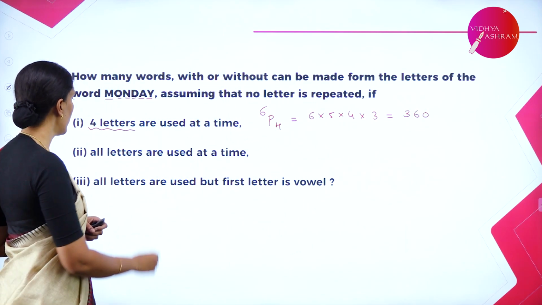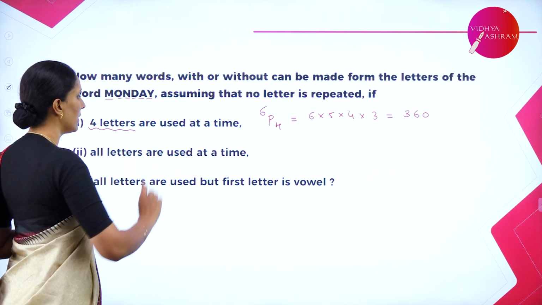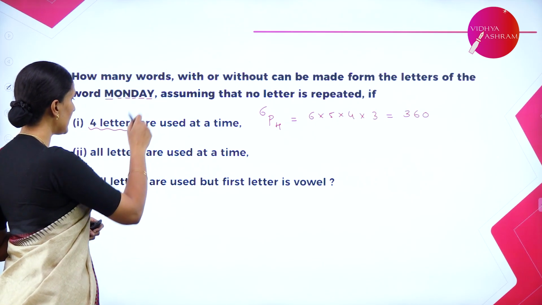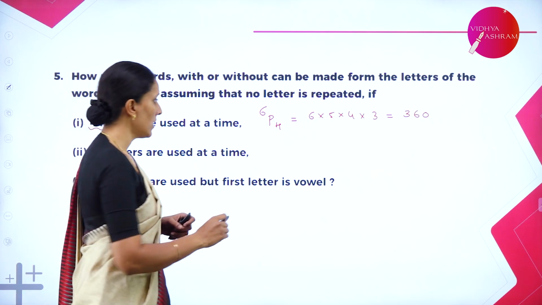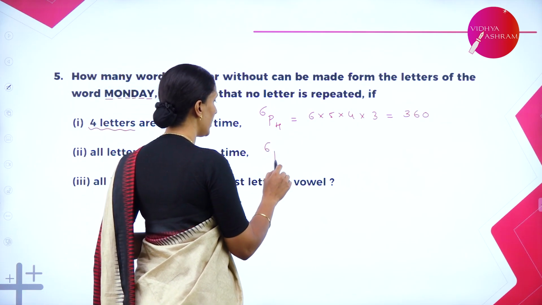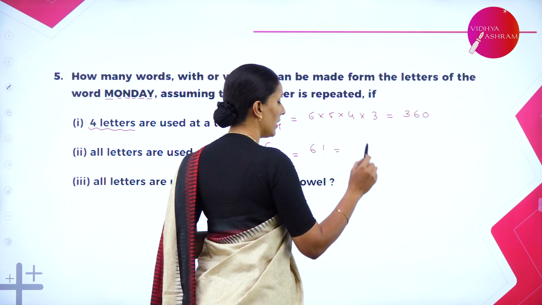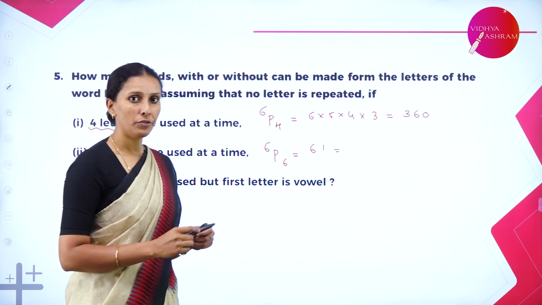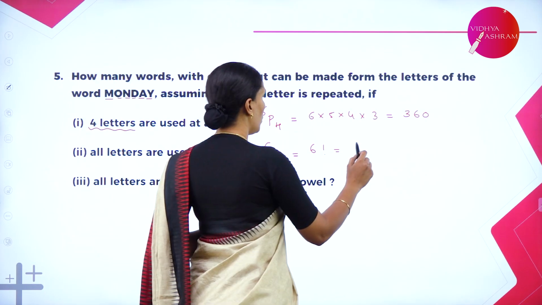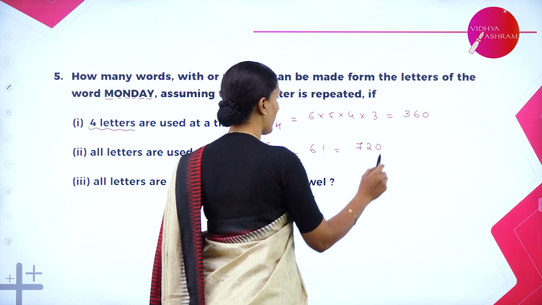The next thing is we need to take all the letters at the same time. So there are 6 letters, we need to take all the 6 letters. So therefore, in terms of permutation, it means 6P6, which is nothing but 6 factorial. That means 6 into 5 into 4 into 3 into 2 into 1, whose value is 720.